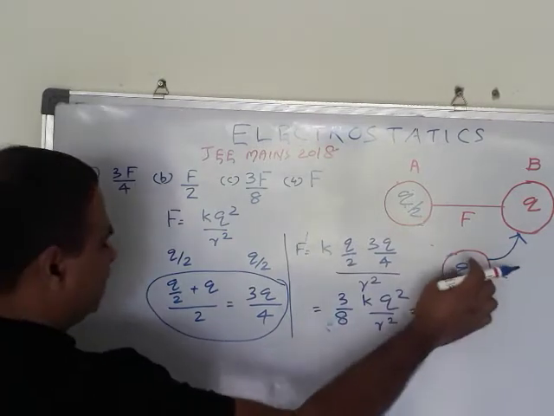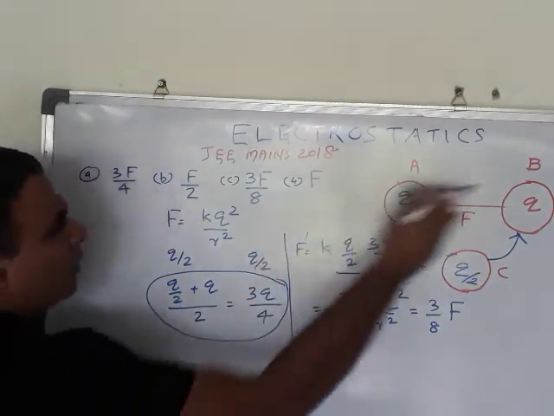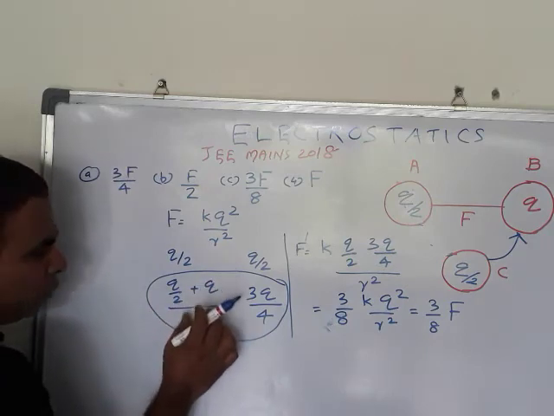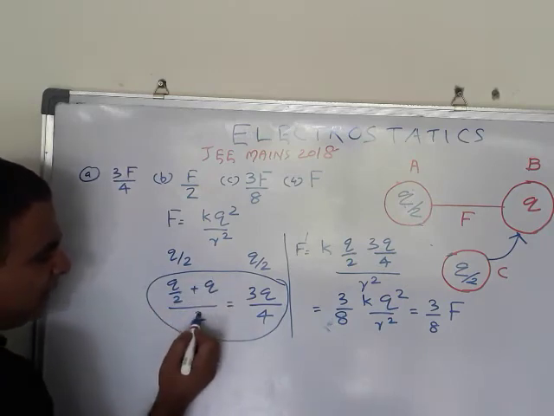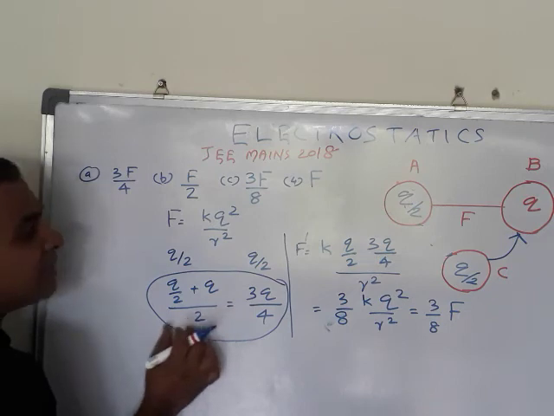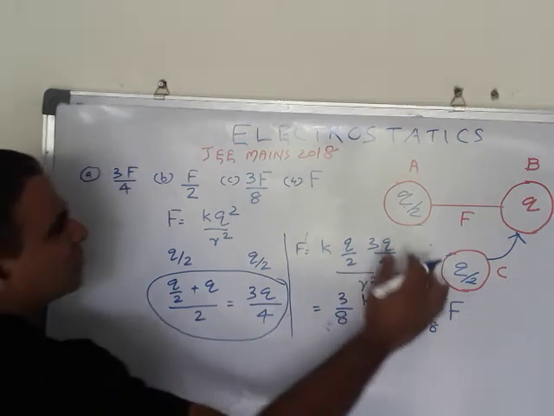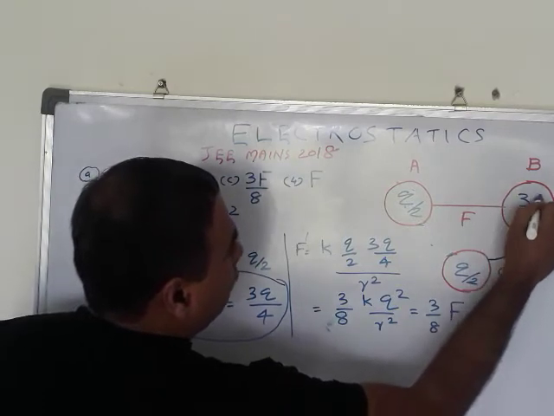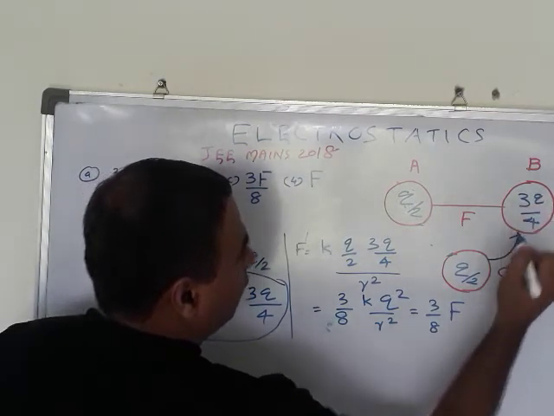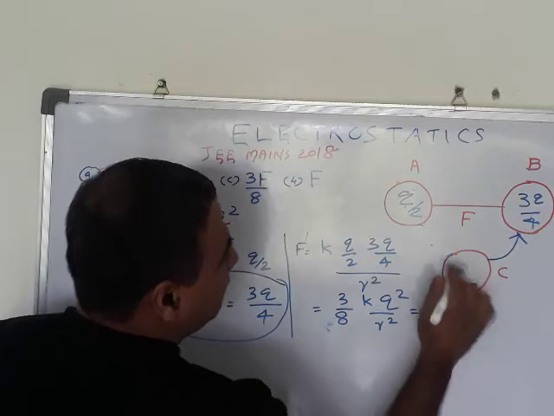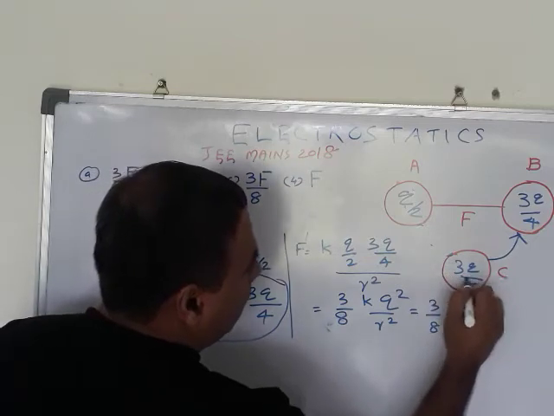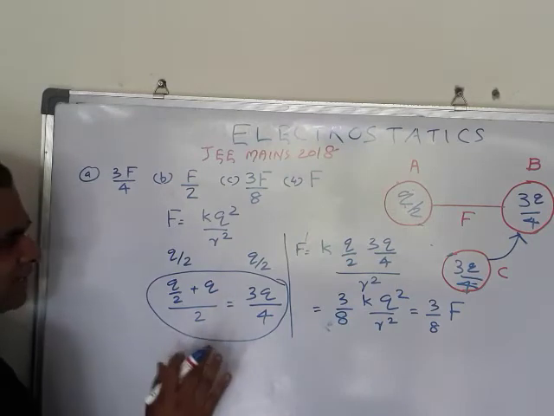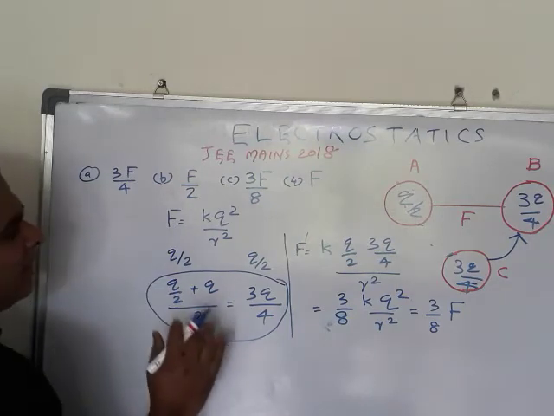So C is having Q by 2, B is having Q, that is Q by 2 plus Q. That total charge will be equally shared, divided by 2. So the charge on B becomes 3Q by 4, and at that time C also becomes 3Q by 4. You understood? So once again I am explaining.